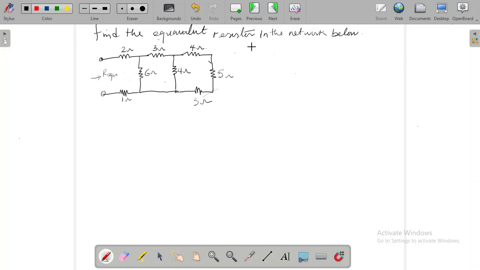Welcome back. In this video, we'll be resolving this simple network. Here we are asked to find the equivalent resistance in this network. So the first thing we have to take note of is that to solve this, we're going to look at this direction of the equivalent circuit. Obviously, it is open.